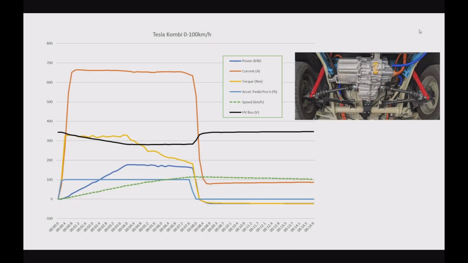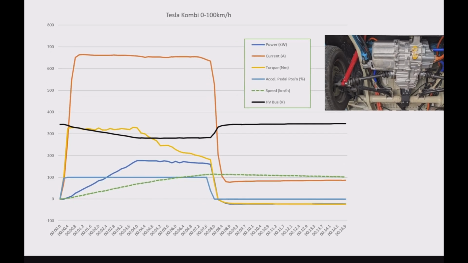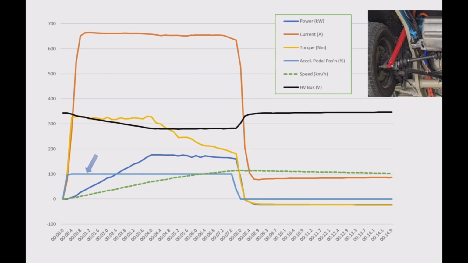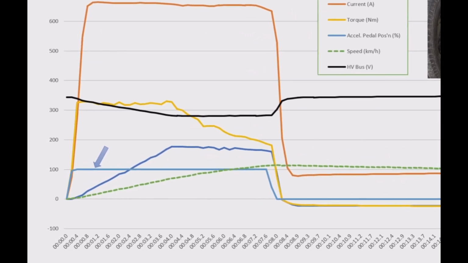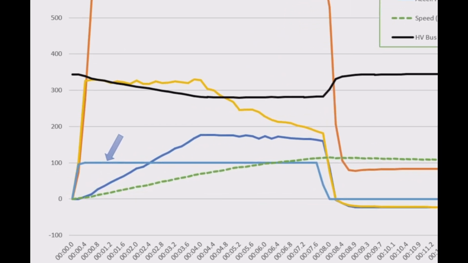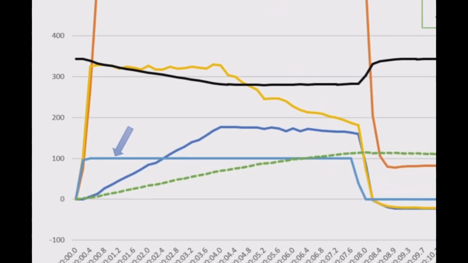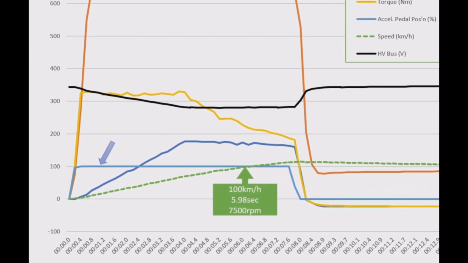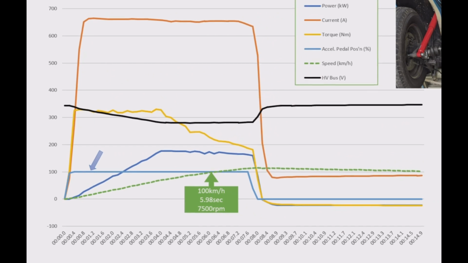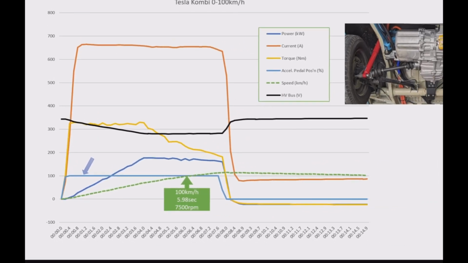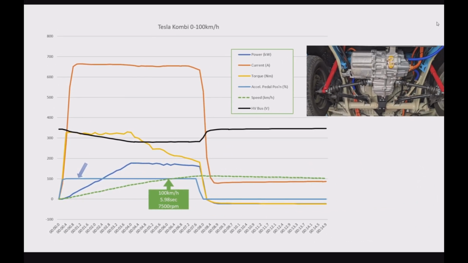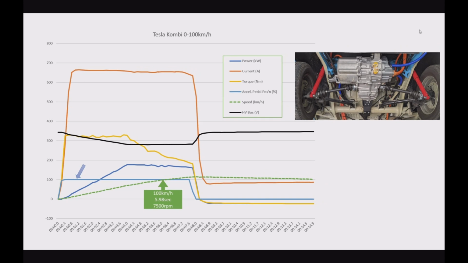Okay, so let's have a look at the EV control data logging output from the 0 to 100 kilometer sprint that we just showed in the previous video. What we can see here, firstly, is the accelerator pedal position, which goes from 0 to 100% for the duration of that sprint. The vehicle speed, as we saw in the video, hit 100 kilometers an hour in around 6 seconds. At that point, the motor is spinning at around 7,500 RPM.